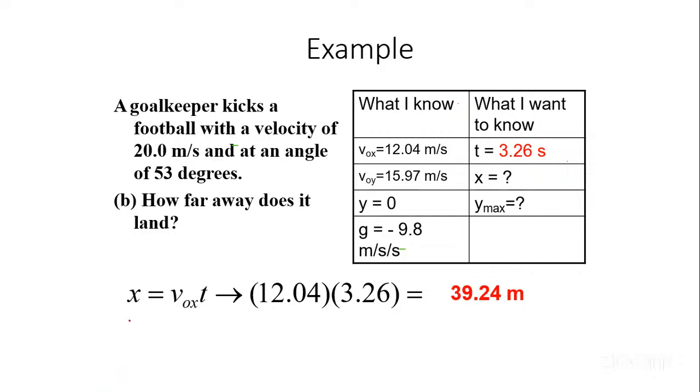How far away does it travel? So that is horizontal distance. We substitute, and the initial velocity along the horizontal axis has been resolved to be 12.04 times the time, which gives you this.